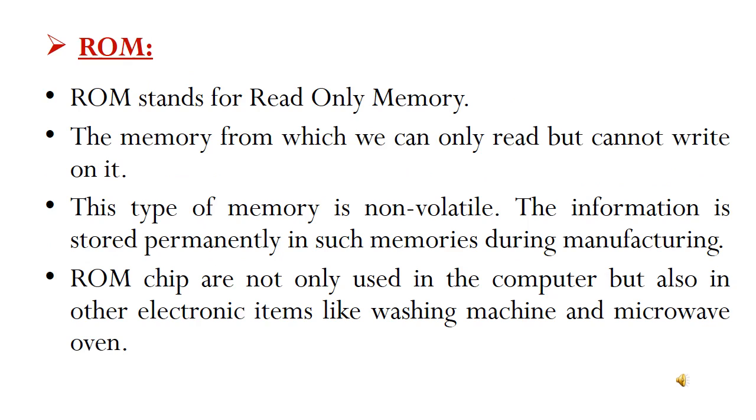Second is ROM. ROM stands for Read Only Memory. The memory from which we can only read but cannot write on it. This type of memory is non-volatile. The information is stored permanently in such a memory during manufacturing. ROM chips are not only used in the computer but also in other electronic items like washing machines and microwave ovens. Okay, so RAM is a volatile memory and ROM is a non-volatile memory.